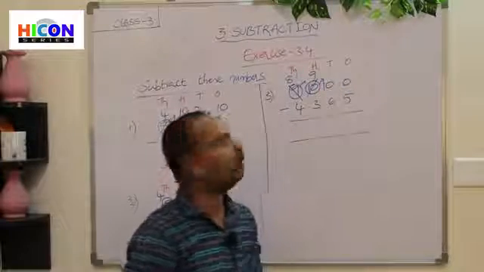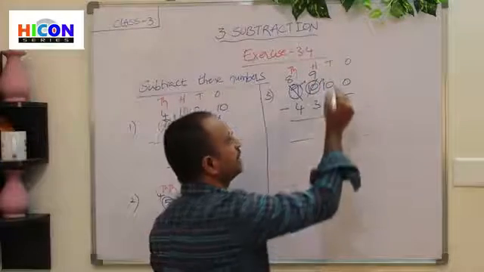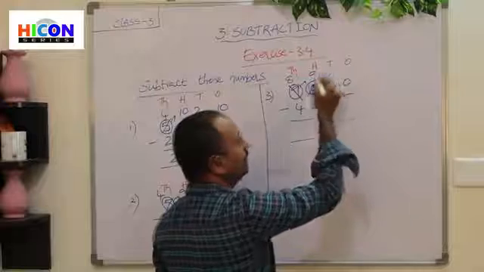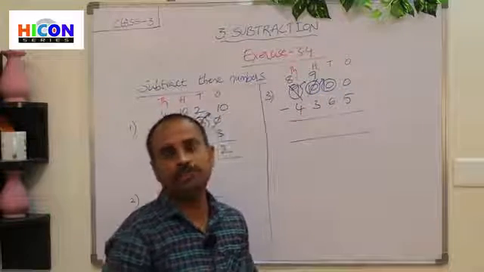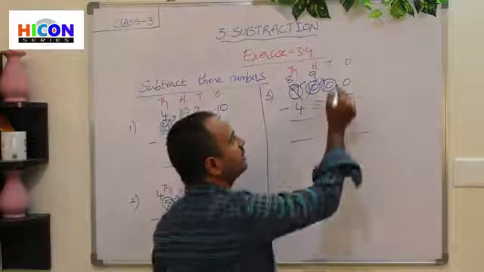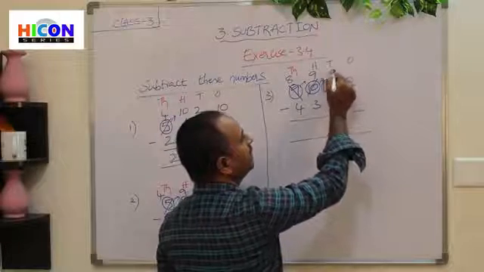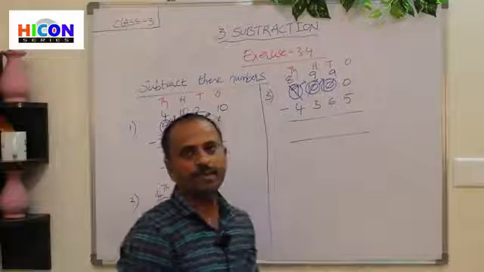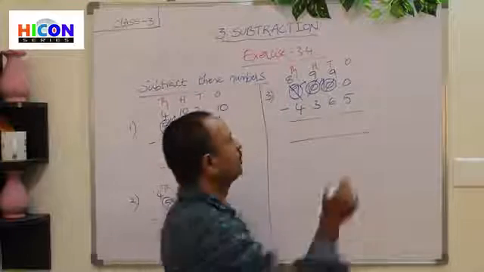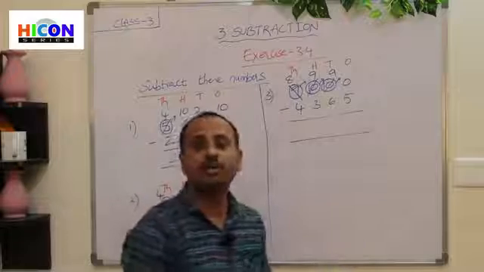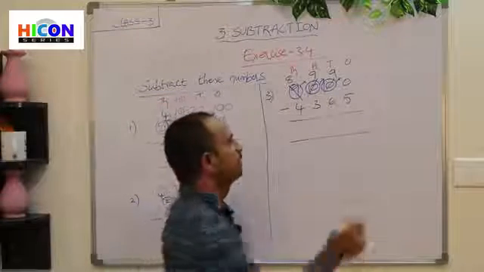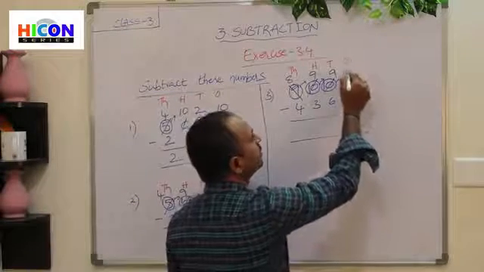How many tens are there? 10 tens are there. And borrow 1 ten from 10 tens. If you borrow 1 ten from 10 tens, how many tens will be there? Again there will be 9 tens. And carry 1 ten to the ones place. If you carry 1 ten to the ones place, it becomes how many ones? 10 ones. So write 10 here.